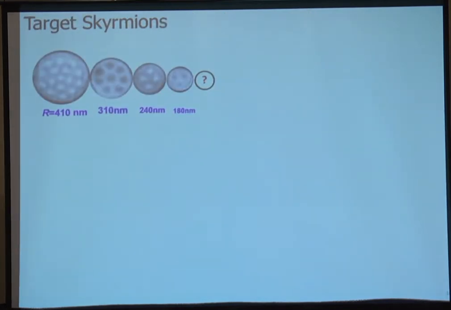Then we come to one of the main interesting results of my talk. As I said, we successfully observed skyrmions in disks with different radius. Then the question is, what if we further reduce the radius? Can we still get skyrmions?